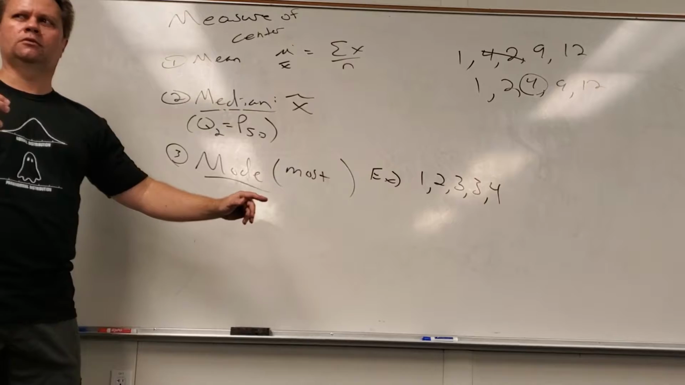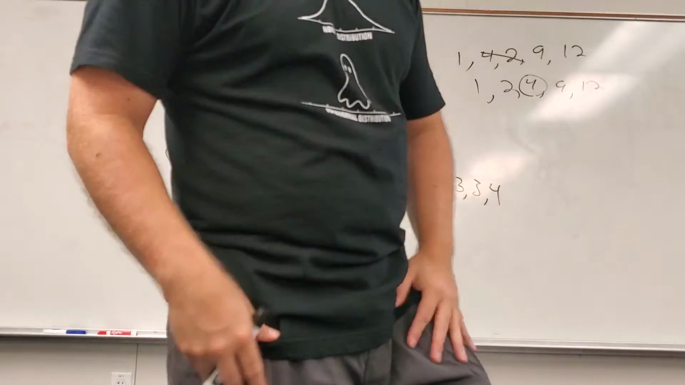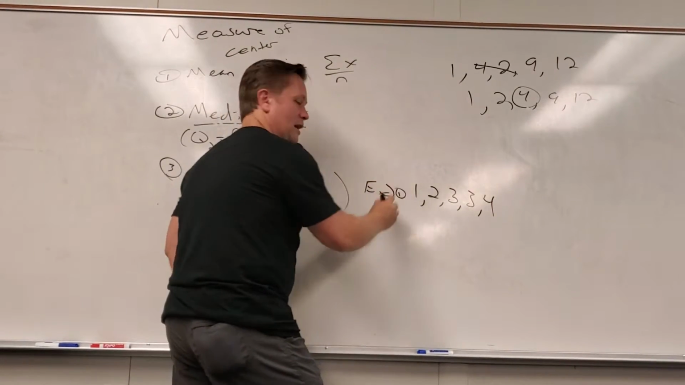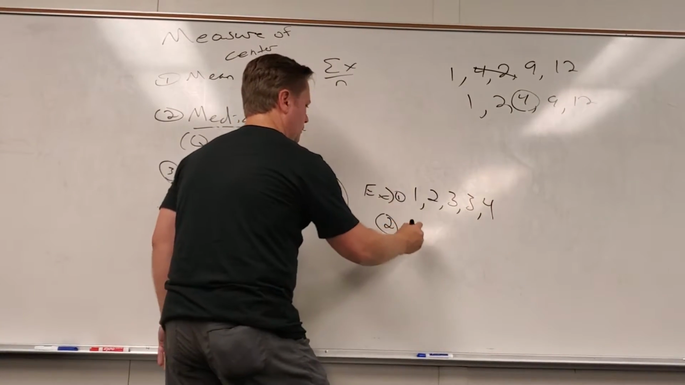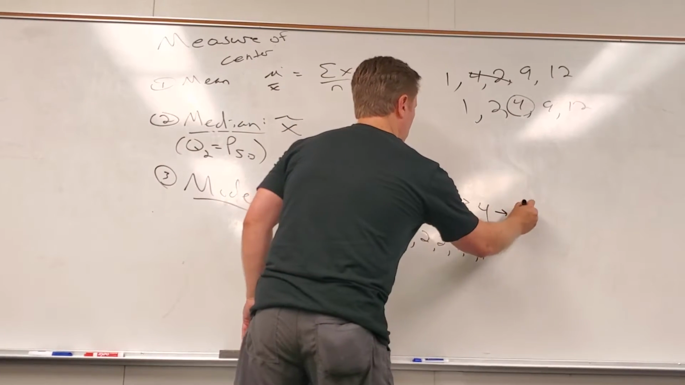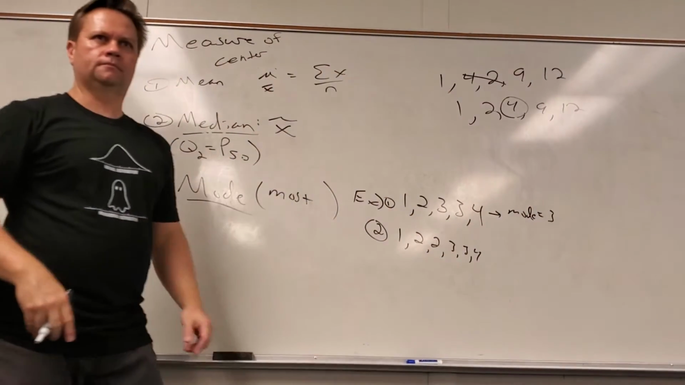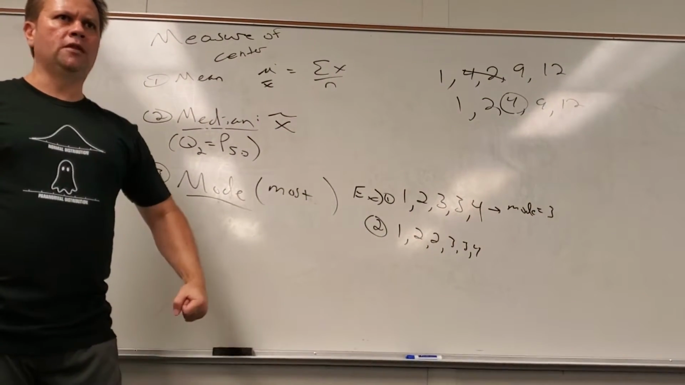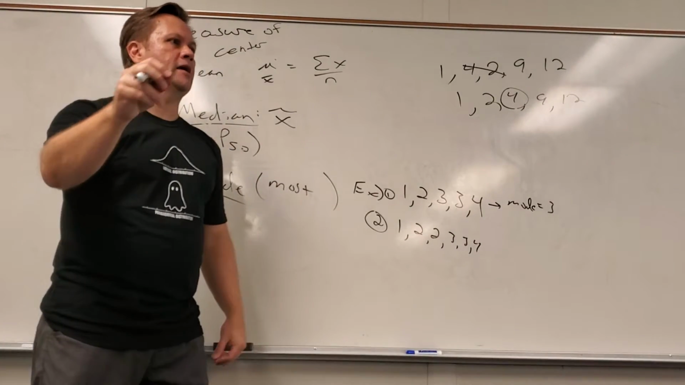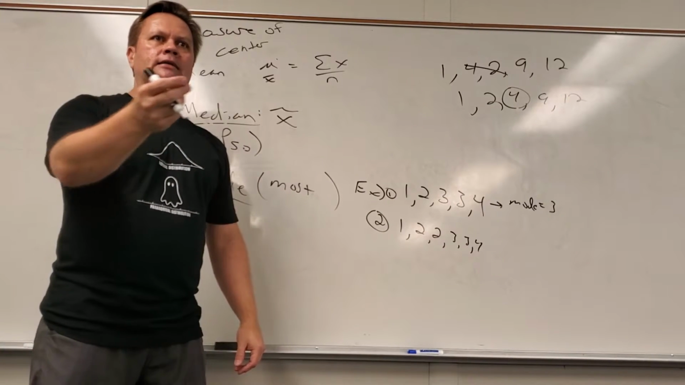What if there are 2 sets of...? All right, so notice how this is example 1. Here's example 2. So this one was mode equals 3. What's the mode here? Does anybody win? 2 and 3, there's a tie. So it's called bimodal, like bicycle.